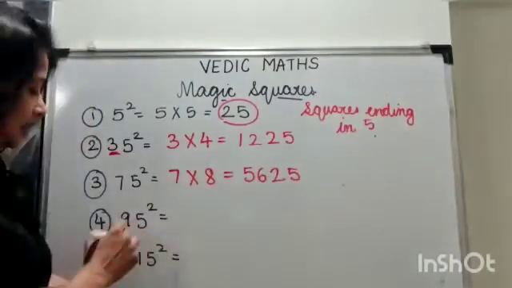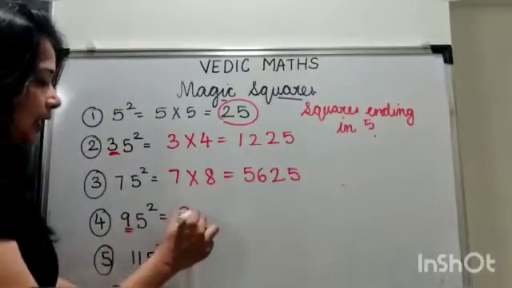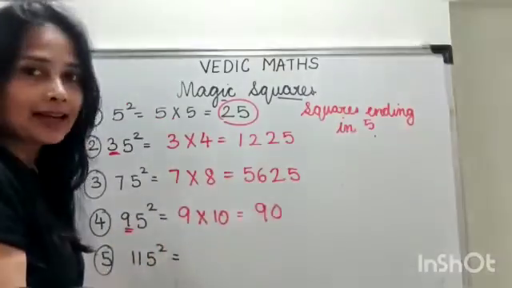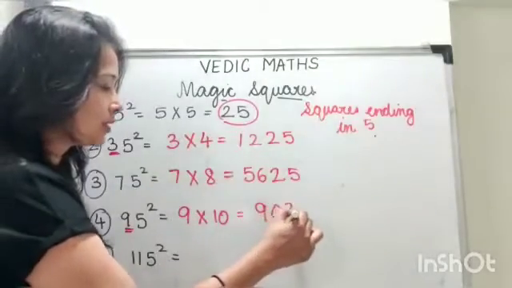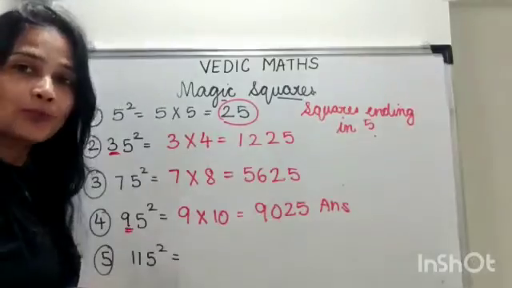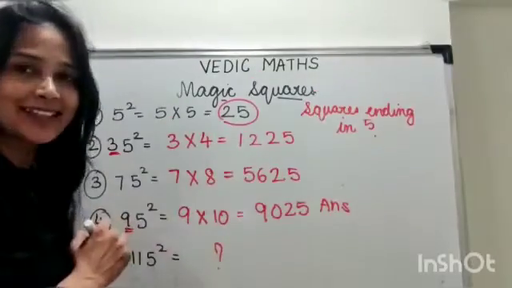95 square. The number is 9 into 10. That's 90. And we'll add 25 to it. And that's your answer. Hope you will be able to do this. That's your homework.